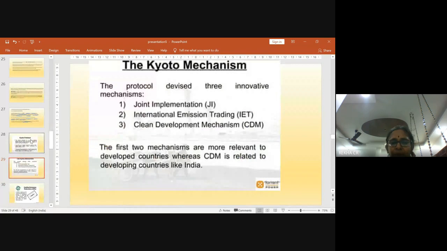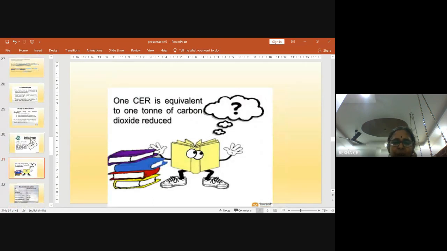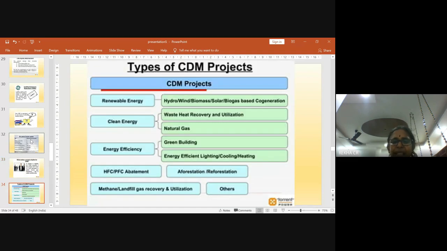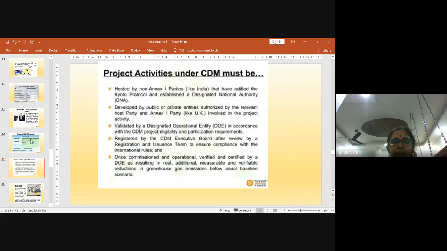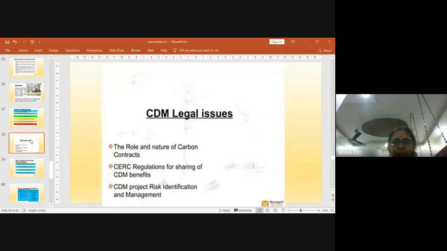Then in the Kyoto Protocol, one of the mechanisms of the Kyoto Protocol is the CDM. It is related to developing countries, which issues the CERs, and one CER is equivalent to 1 ton of carbon dioxide. And a project is eligible for CDM benefits if the project will result in a net decrease in greenhouse gas emission. So there are different types of CDM projects related to renewable energy, clean energy, energy efficiency, methane, landfill gas recovery, utilization, etc.